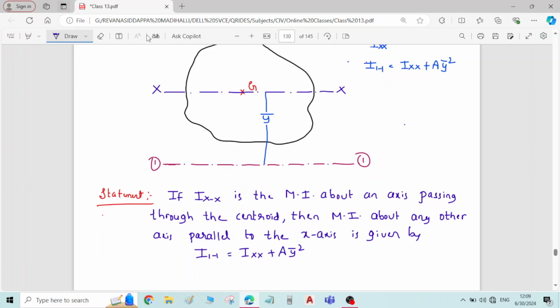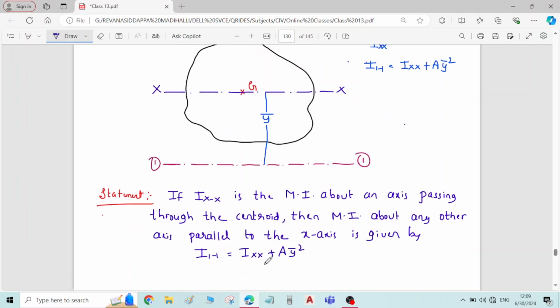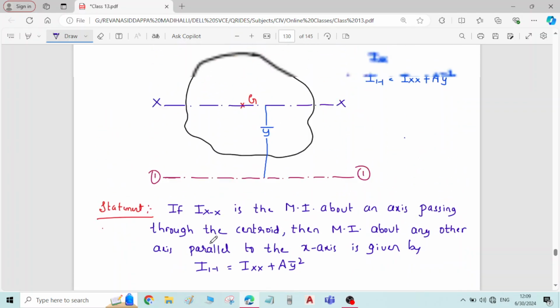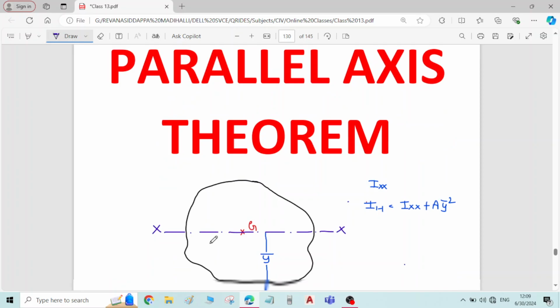So here x-axis is the axis which is passing through the centroid. Axis 1 1 is the axis which is parallel to the x-axis. Then the moment of inertia about axis 1 1 is given by Ixx plus A into y bar square. Now let us prove this parallel axis theorem.